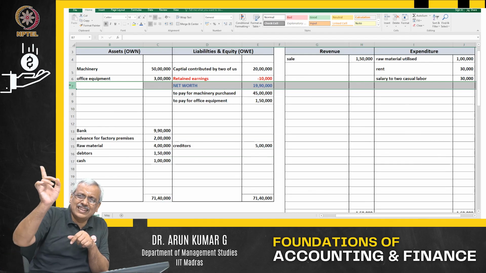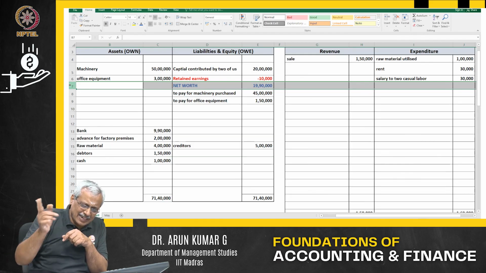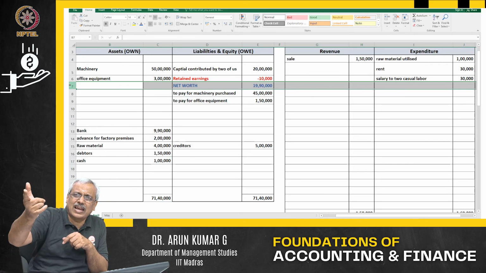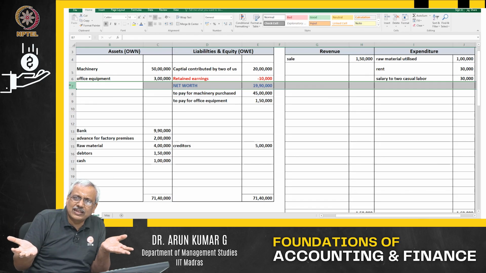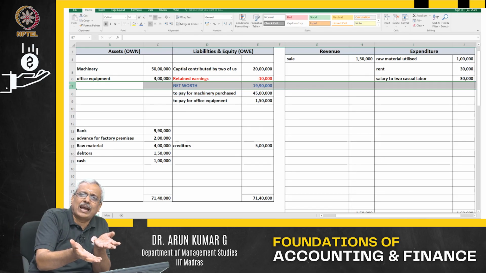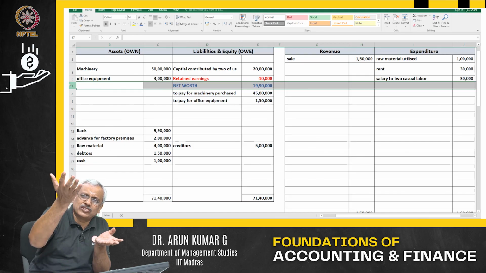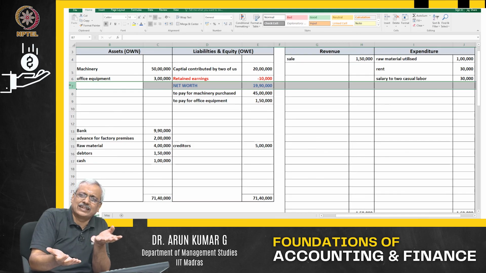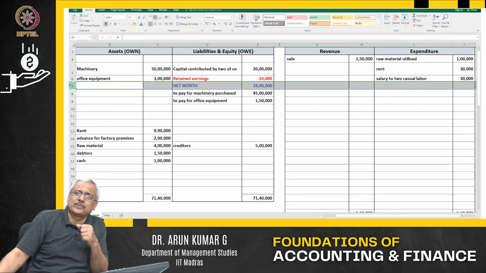Why? Because I sell all the assets, I generate cash from the assets and I pay off all the liabilities. What is the money left? The money left is what we call the capital. The capital, which was 20 lakhs, has become 19 lakh 90,000.